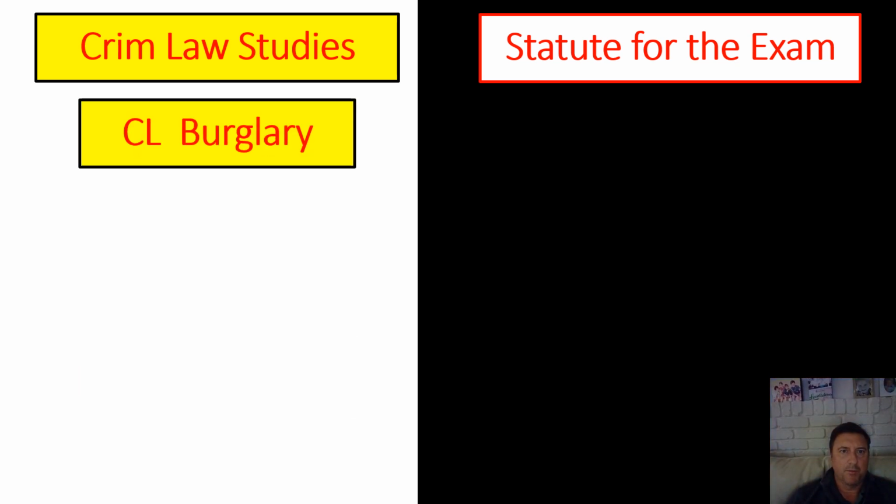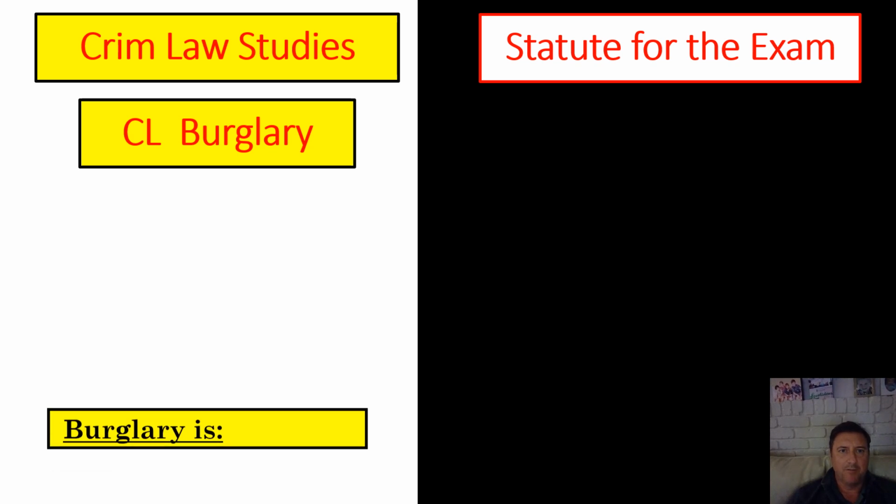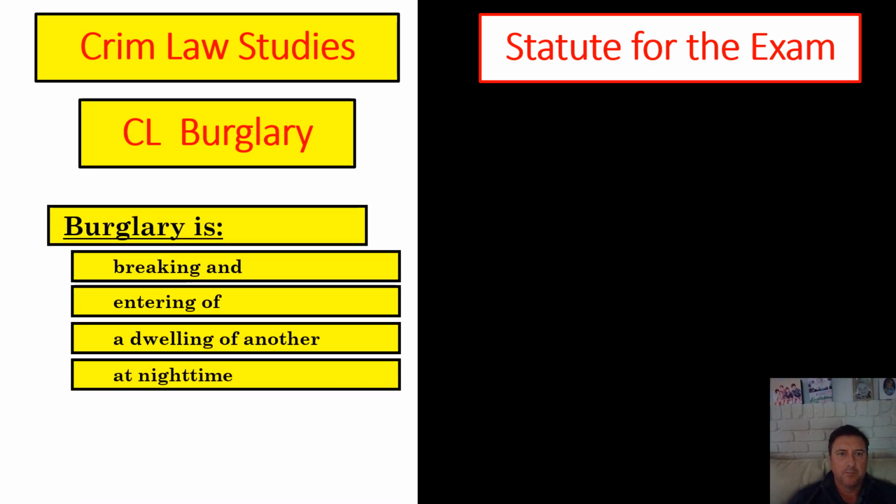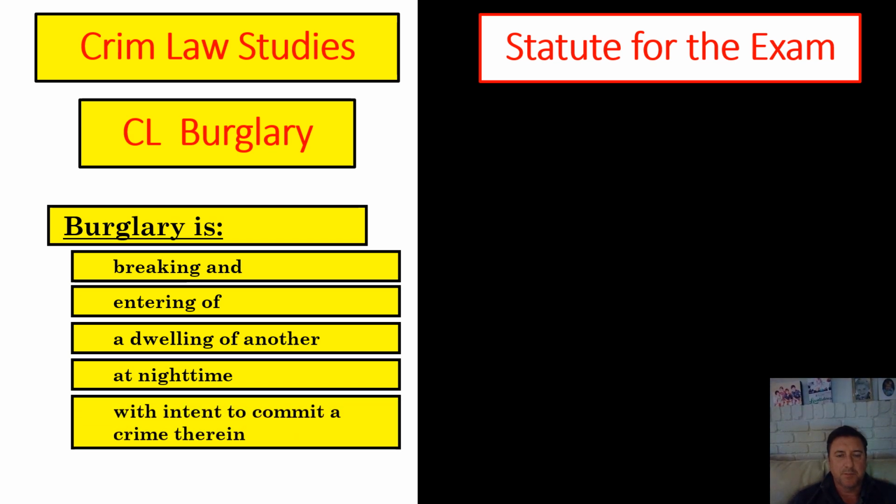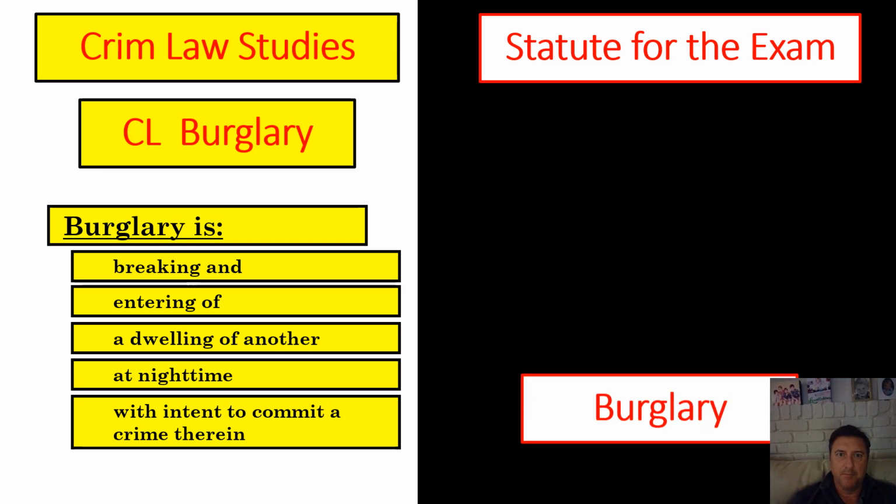Let's take another crime. Burglary is another option that we might have. We learn common law burglary: breaking and entering of a dwelling house of another at nighttime, another specific intent element with the intent to commit a crime therein. You got to memorize that. You got to understand common law burglary. You have to understand the common law elements. And you have to understand it for the purpose of evaluating it for the professor's exam, for the bar exam.